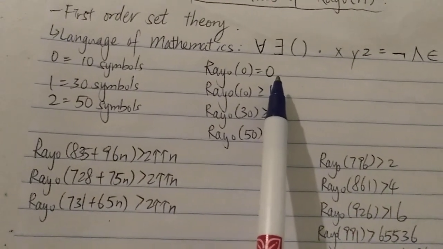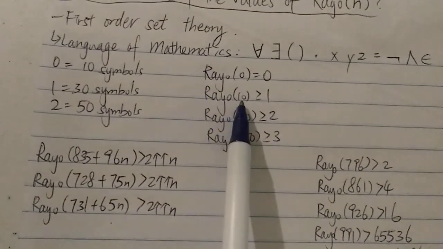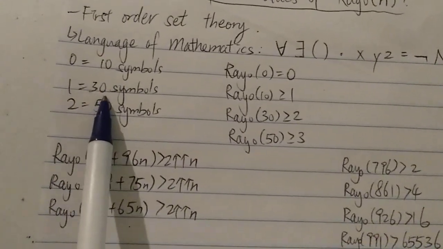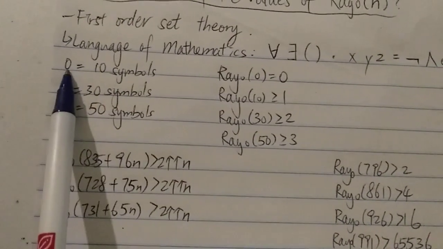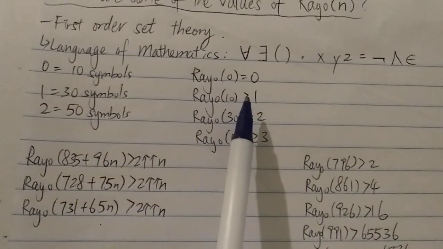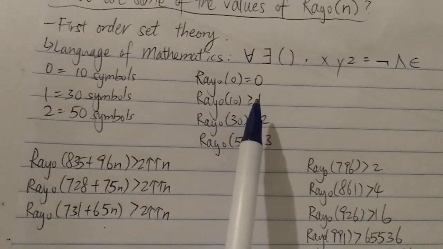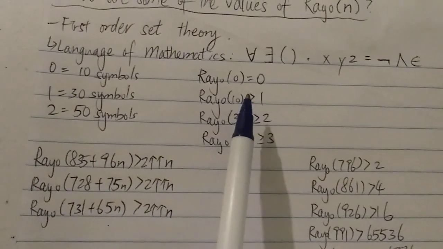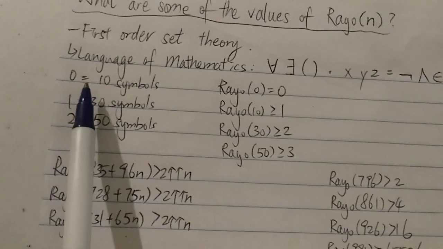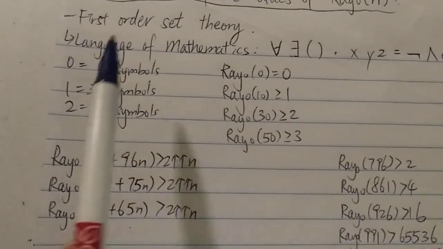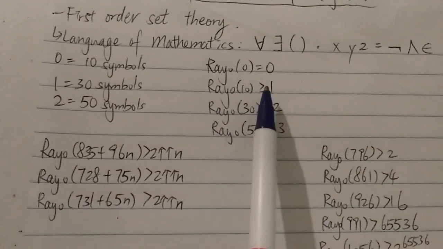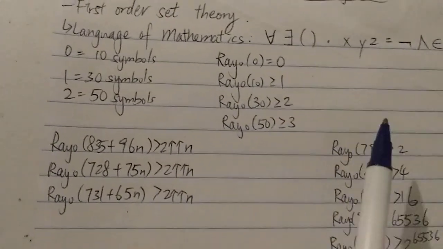And Rayo 10 is bigger than or equal to 1. We can look back here, because using 10 symbols you can make 0, and Rayo 10 means the smallest integer that is bigger than the biggest number that you can make with 10 symbols. In this case that is 0. So what is the smallest integer that is bigger than 0? That is 1. Therefore Rayo 10 is at least equal to 1.